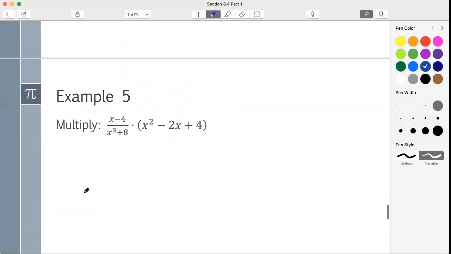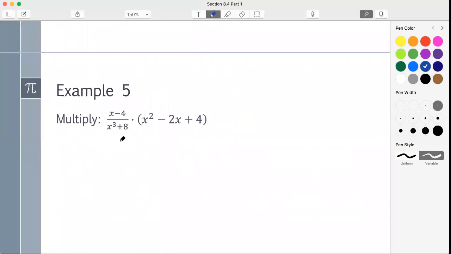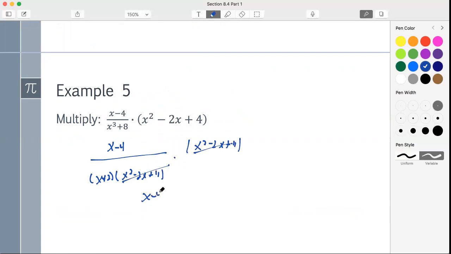All right, example 5. So we need to factor. So we have x minus 4 in the numerator. In the denominator here, we have x plus 2 times the quantity x squared minus 2x plus 4 times the quantity x squared minus 2x plus 4. Those cancel. We're left with x minus 4 over x plus 2. And that is it.